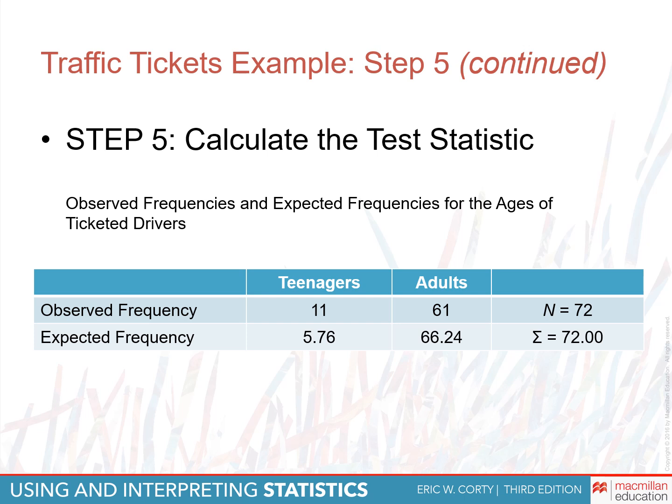All right, so let's review our data again. For our observed frequency, of the 72 tickets that we took a sample of, we found that 11 of them went to teenagers and 61 of them went to adults. When we calculated the expected frequency, we found that if the null hypothesis is true, we expect only 5.76 tickets to go to teenagers and 66.24 tickets to go to adults. If you add these up, you should get the same value as the sample size. If you don't, then perhaps you did something wrong with your math.